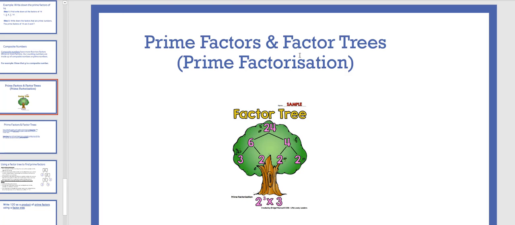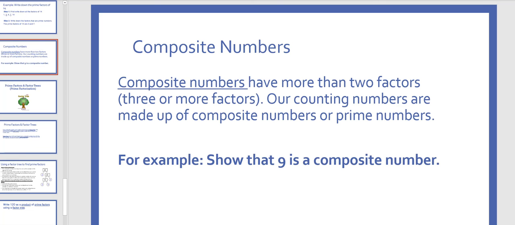Hi, for this session we are looking at prime factors and factor trees. Another way of putting this together is calling it prime factorisation. Now, prime factorisation and drawing factor trees involves working with composite numbers. So just to recap, composite numbers have more than two factors, so 3 or 4 factors. Our counting numbers are made up of either composite numbers or prime numbers. So we will see both composite and prime numbers in our factor tree.